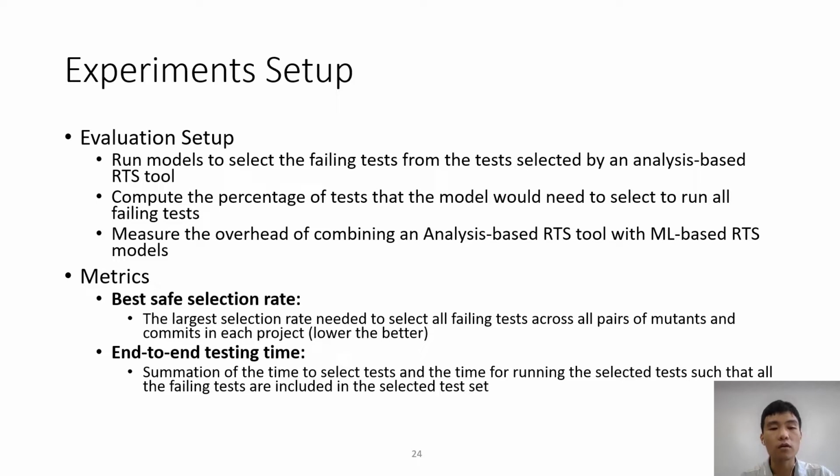We also measure the overhead of using each analysis-based RTS technique and combining it with ML-based RTS models. To compare between different tools, we report the best safe selection rate, which is the largest selection rate needed to select all failing tests across all pairs of mutants and commits in each project. We also report end-to-end testing time, which is the summation of the time to select tests and the time for running the selected tests such that all the failing tests are included in the selected test set.